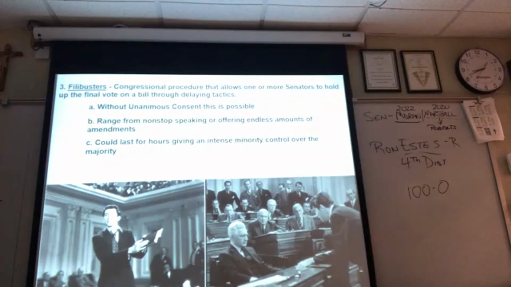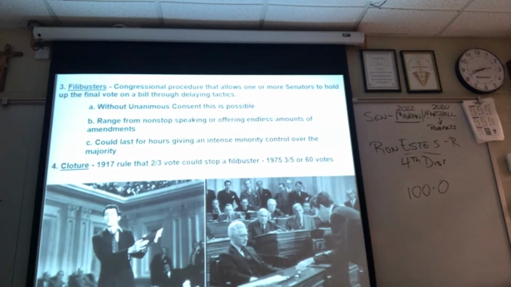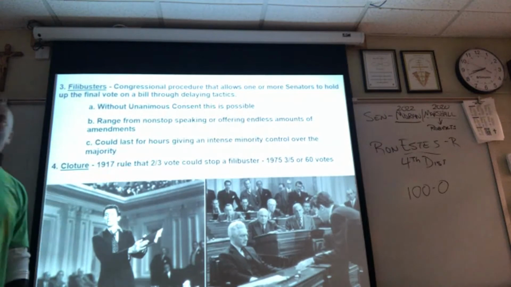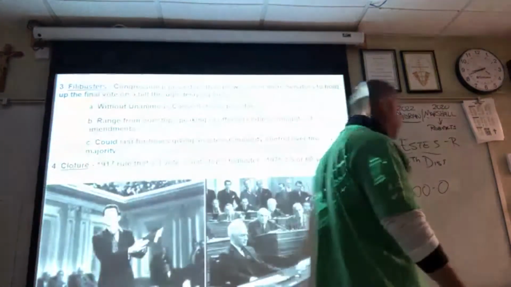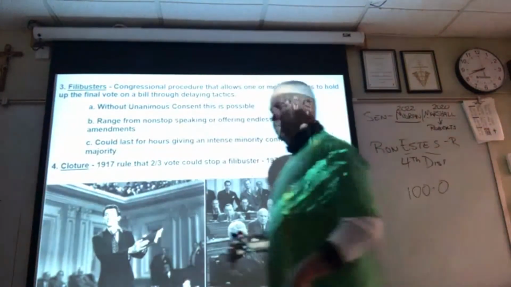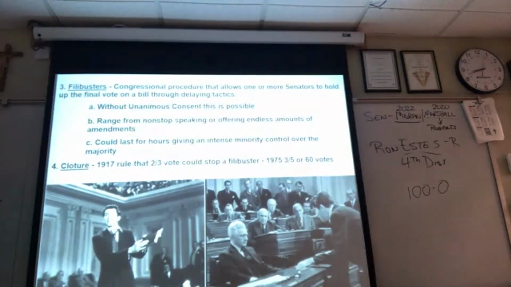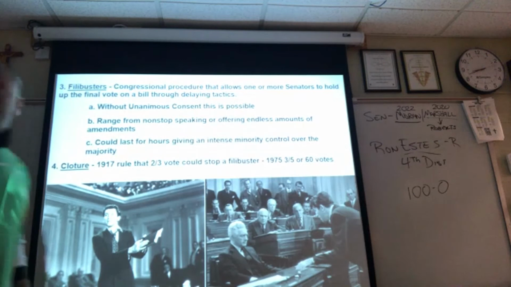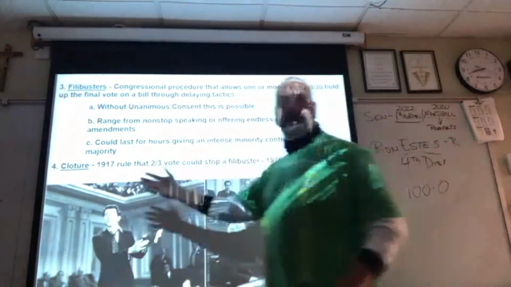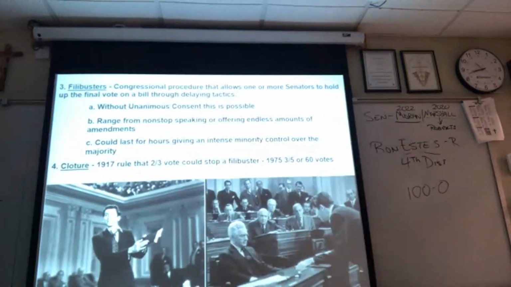This could last for hours, giving an intense minority, one person, control over the majority. Now, in the movie, it's not historically accurate in this sense. Back in 1917, the rule was that you had to have 67 votes to stop a filibuster, which is called a cloture. In 1975, they changed it to 3/5 or 60 votes. So right now, any piece of legislation that the Democrats put forward in the Senate, there are 50 Republicans. So right now, the Republicans can filibuster any bill like this infrastructure bill, and it won't pass.